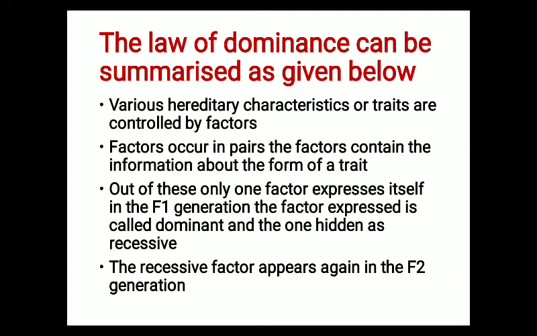Factors occur in pairs. The factors contain the information about the form of a trait. Out of these, only one factor expresses itself in the F1 generation, and the factor expressed is called dominant, and the one hidden is called recessive. The recessive factor appears again in the F2 generation. So this is the summarization of Mendel's monohybrid cross. Remember that instead of gene, Mendel used the term factor.